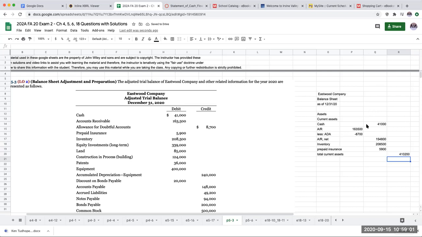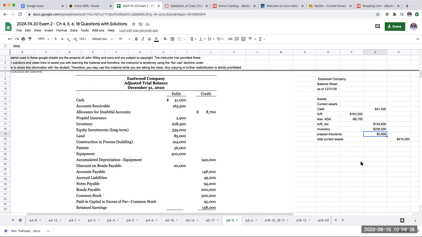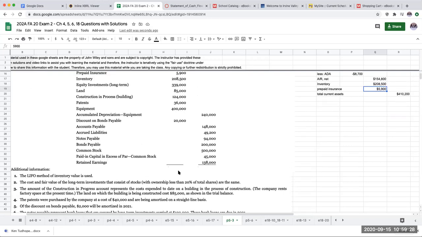Now, what's really important is that when we're going through in terms of putting in our assets, you're generally going to show them in the order of liquidity. Cash is obviously the most liquid, followed by accounts receivable, which we are showing net of the amount we're not expecting to collect. Our inventory is going to be a little bit less liquid than AR because we've got to sell it. And then prepaid insurance is generally going to be like an other type of asset.